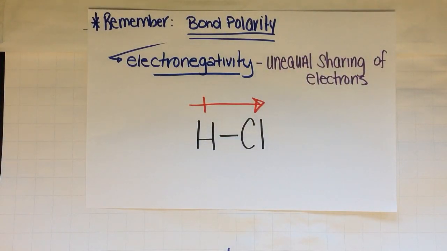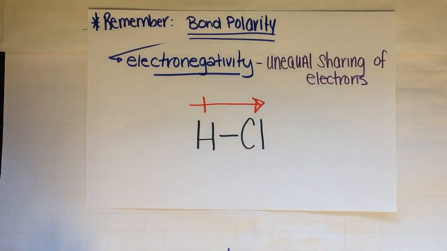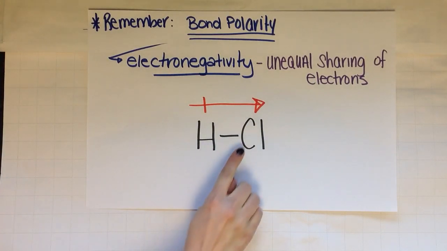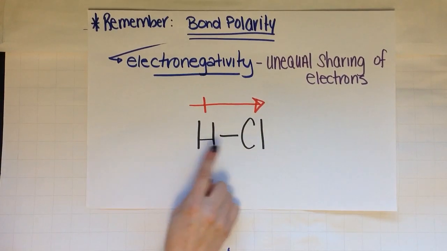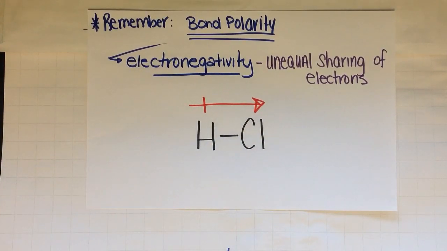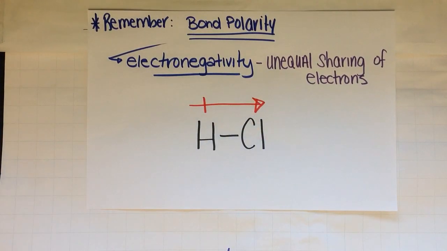So electronegativity is basically showing an atom's ability to hog electrons when bonded. So chlorine does a better job of hogging electrons to itself than hydrogen. So its electronegativity value is going to be higher. And if you remember, this is called a dipole moment on top here.